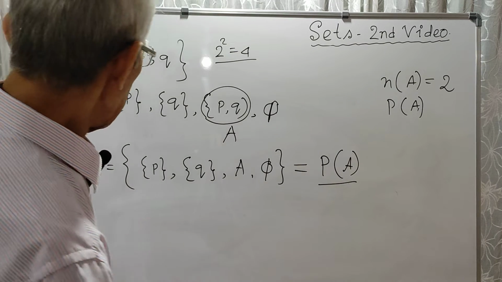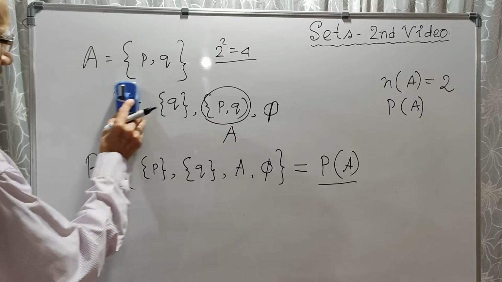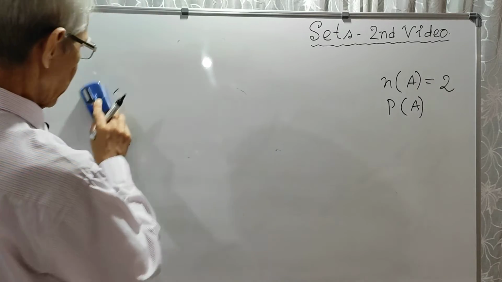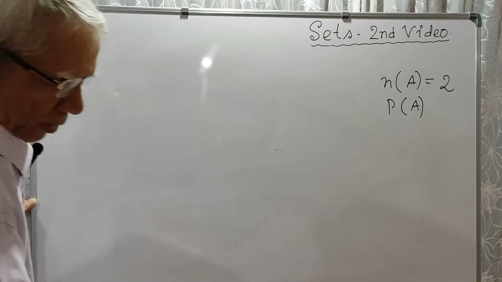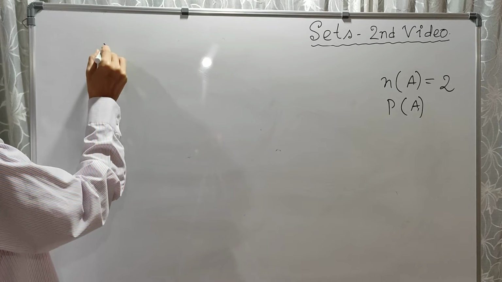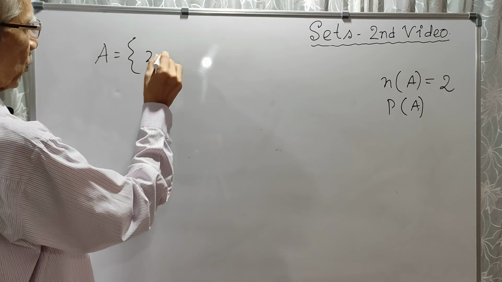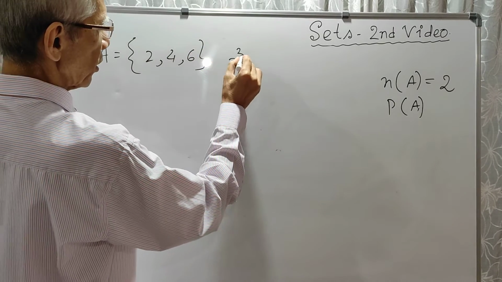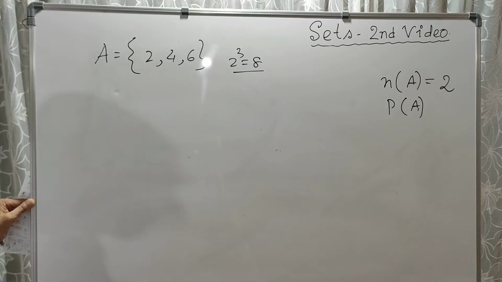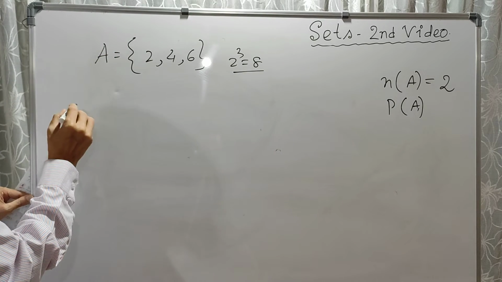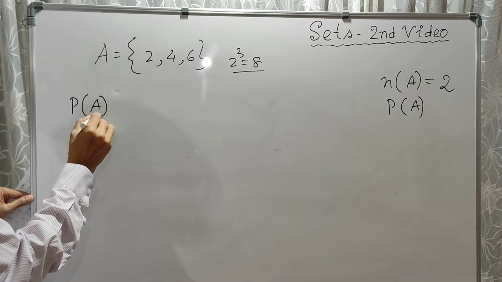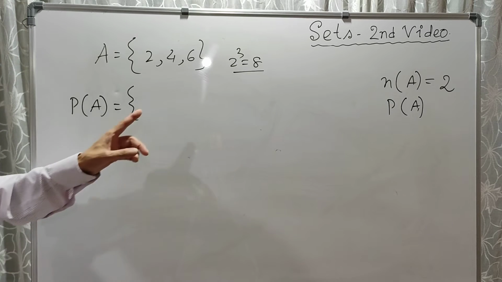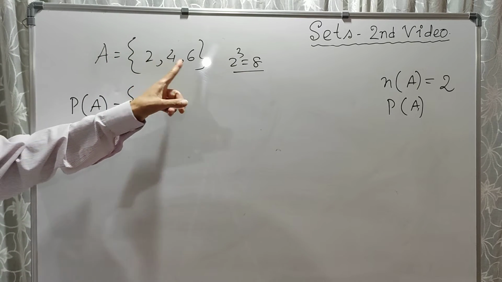All right. Then suppose there are 3 elements. Let us see the power set of this. Suppose this set A has 3 elements: 2, 4, 6. So it will have how many subsets? 2 to the power 3, that means 8 subsets. Now which are the subsets? Let us write the power set of A. The power set of A is the set containing all the subsets of A, all the 8 subsets of A.